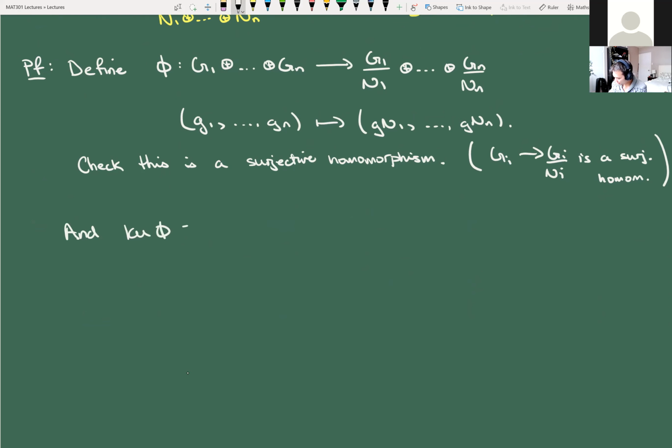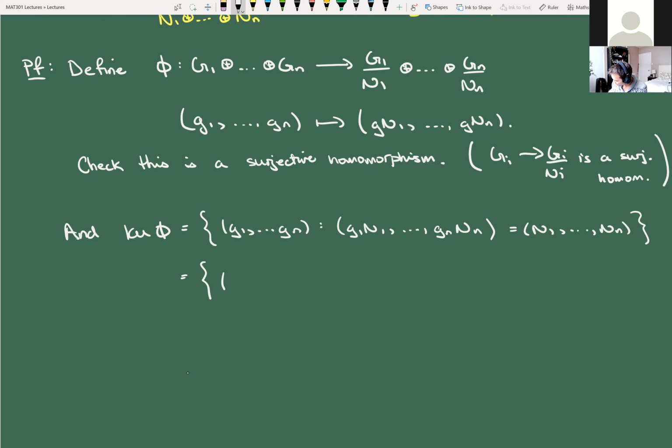So the kernel of phi is going to be those n-tuples such that the thing on the right-hand side is the identity, such that g1n1 through gnnn is equal to just n1 through nn, because that's the identity in each of these groups individually, and so their product will be the identity in the overall group.